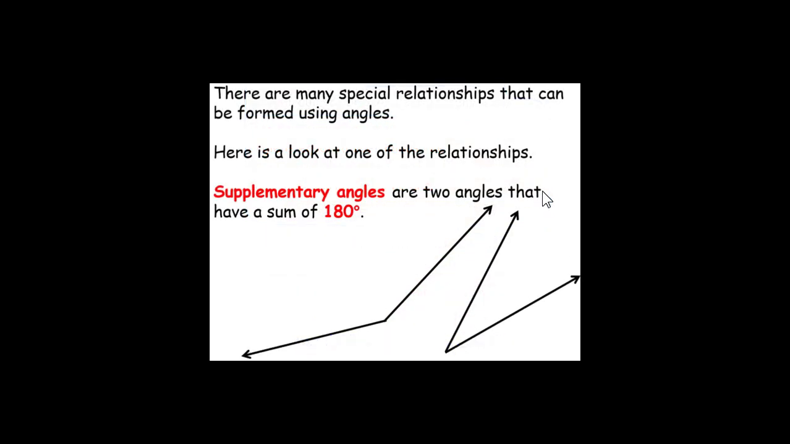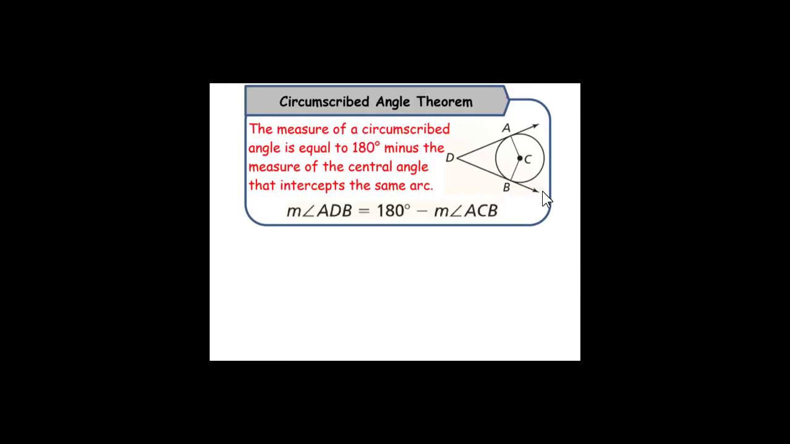Let's take a closer look at that. Supplementary angles are two angles that have a sum of 180. If this angle measures 30 degrees, the supplement will be 150 degrees. How do we get 150? By going 180 minus 30, which is 150. I could also go 180 minus 150 to get 30.